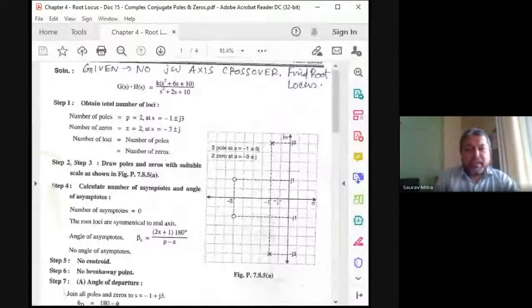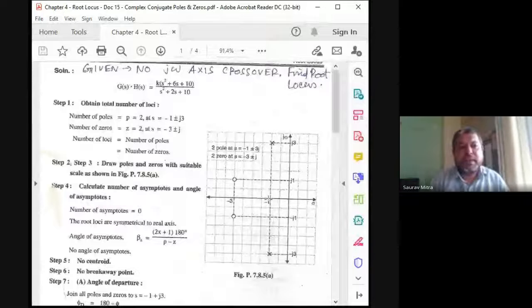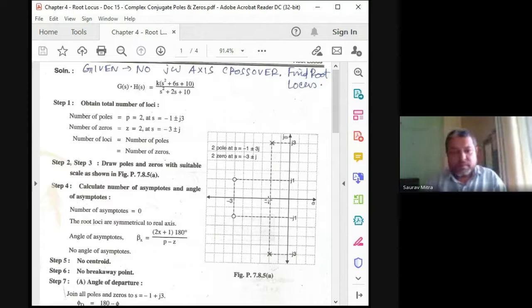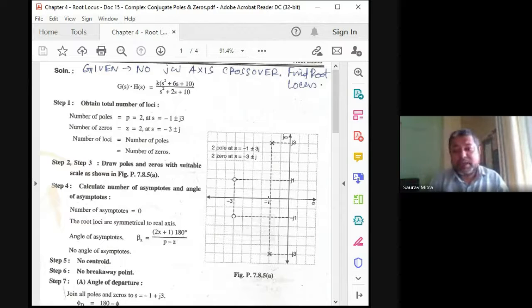A typical numerical where the open loop transfer function G(s)H(s) is given as K times (s² + 6s + 10) over (s² + 2s + 10). So there are two poles and two zeros. Such numerical we have seen in case of real pole and real zero. Here we are going to see that both the poles and zeros are complex.